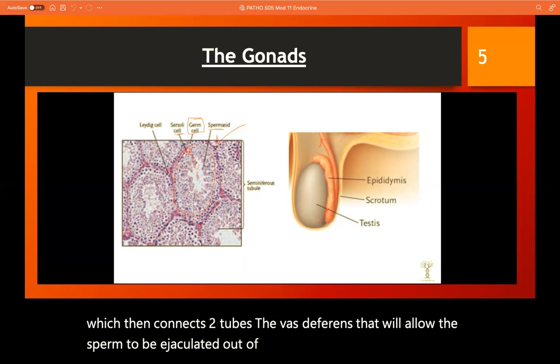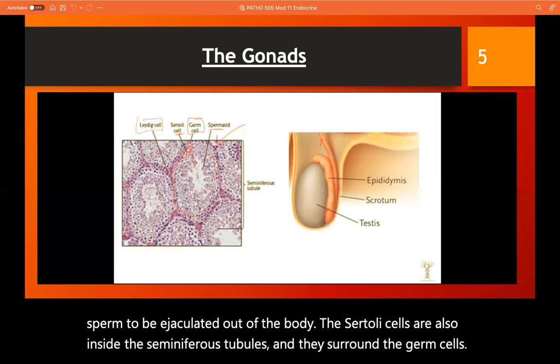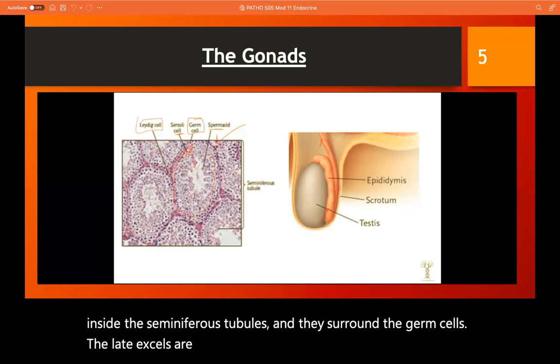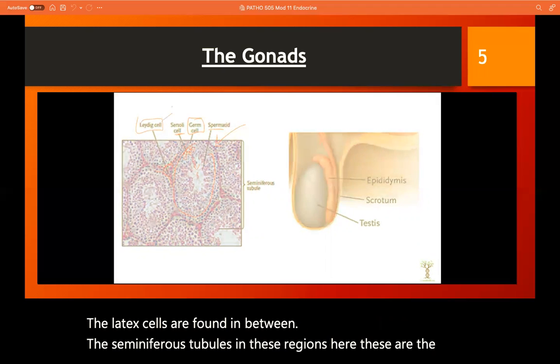The Sertoli cells are also inside the seminiferous tubules, and they surround the germ cells. The Leydig cells are found in between the seminiferous tubules in these regions here. These are the ones that make the testosterone.